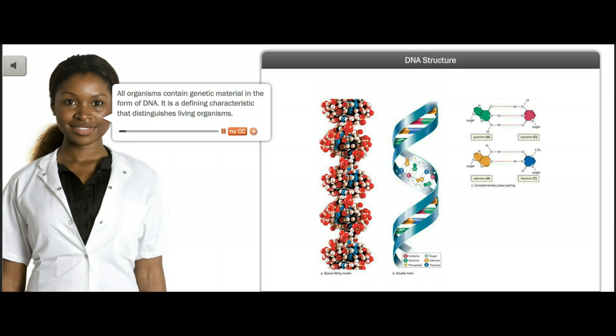All organisms contain genetic material in the form of DNA. It is a defining characteristic that distinguishes living organisms. DNA serves as a template for making proteins and RNA. These instructions are contained in the genetic code. The structure of a DNA molecule enables it to direct the production of proteins throughout the life of a cell.